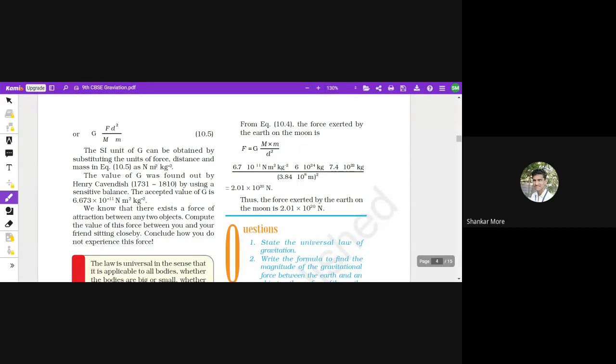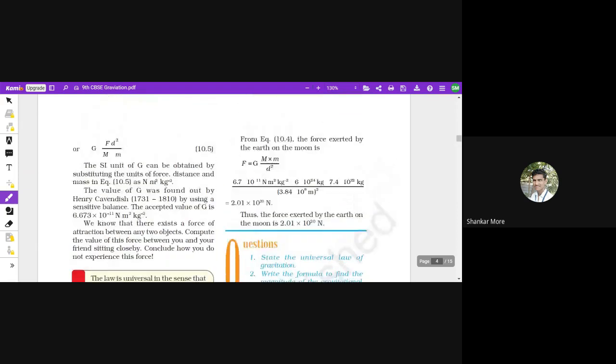Okay, so the value of G was found by Henry Cavendish, and he lived from 1731 to 1810. So by using a sensitive balance, the accepted value of G is 6.673 into 10 raised to the power minus 11 Newton meter square per kilogram square. ठीक है. We all know that there exists a force of attraction between any two objects. Compute the value of this force between you and your friend sitting close by. Conclude how do you experience this force.